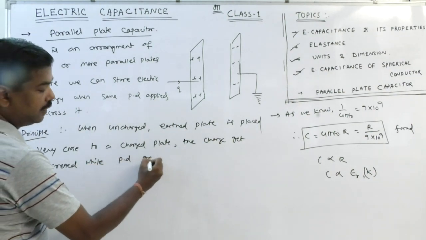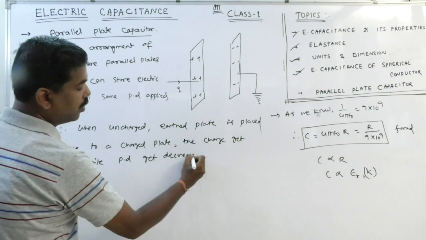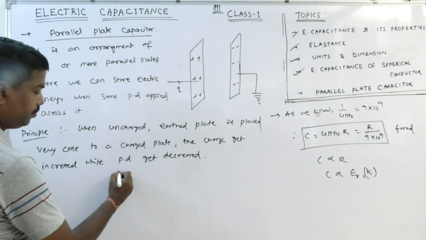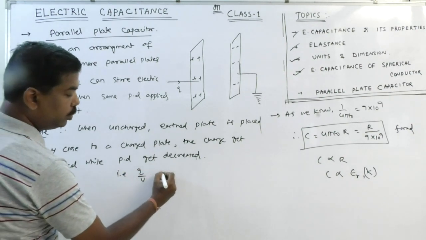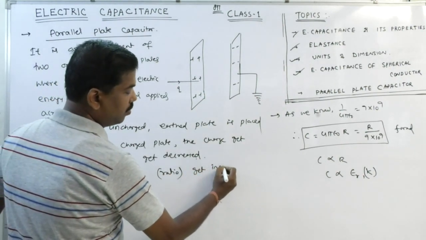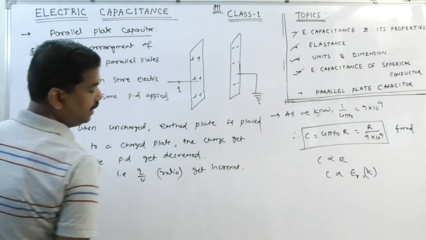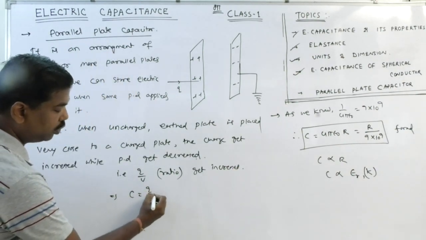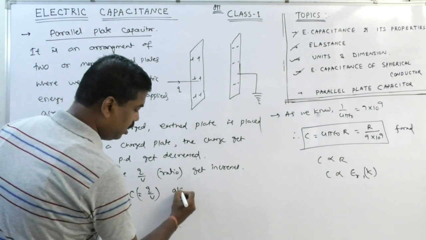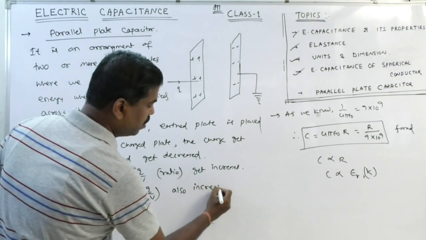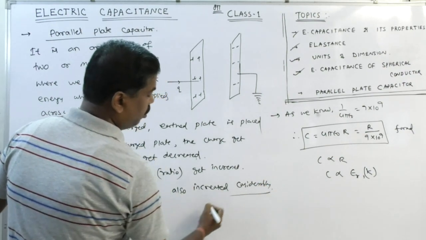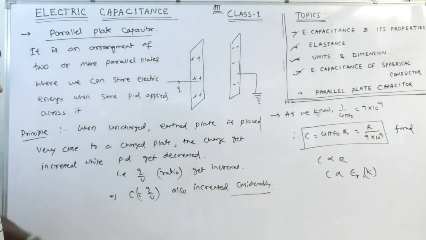While potential difference gets decreased, that is the Q by V ratio gets increased. C is equal to Q by V, that is capacitance, also increases considerably. Clear?